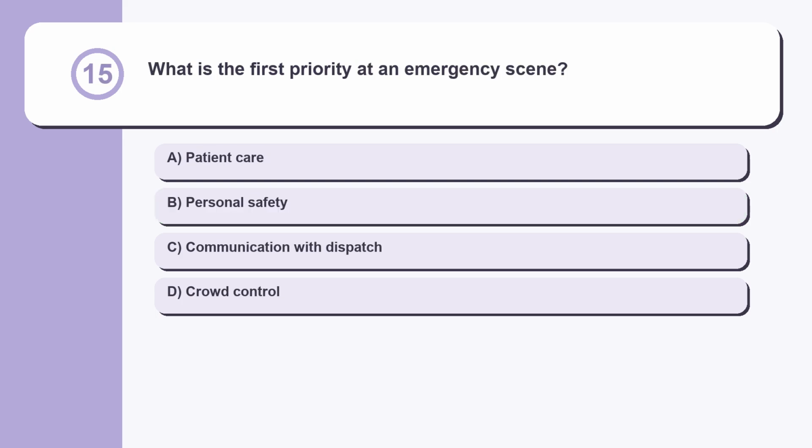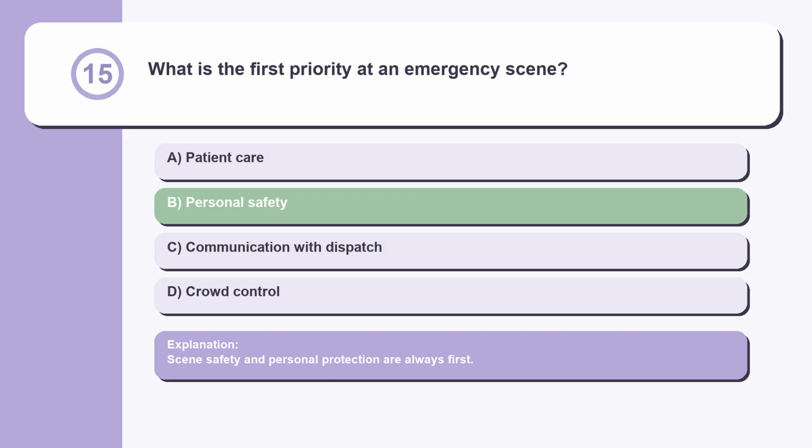Question 15. What is the first priority at an emergency scene? Patient care, personal safety, communication with dispatch, crowd control. Scene safety and personal protection are always first.